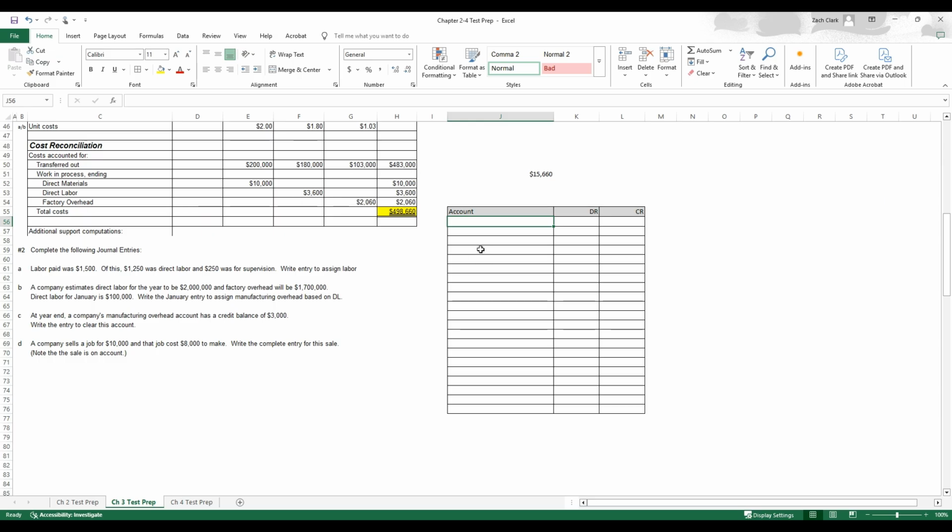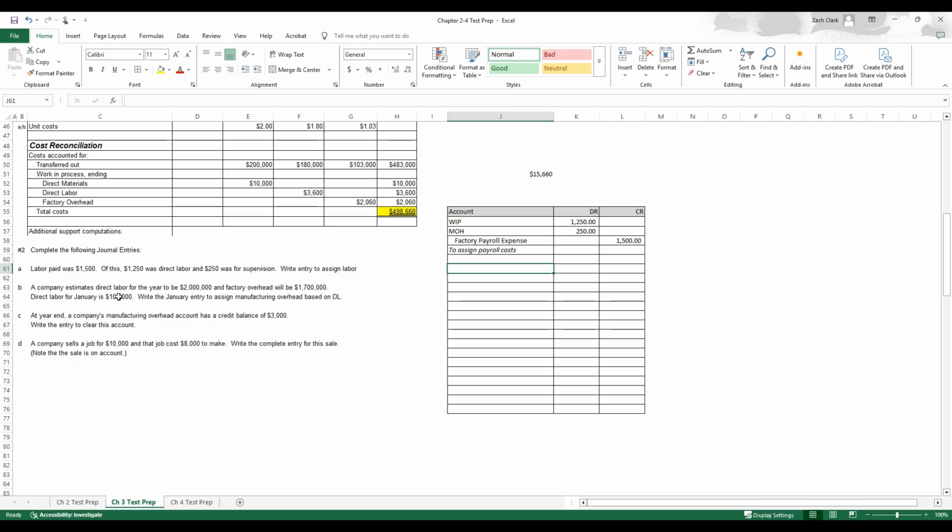Okay, so we've got labor paid. And so we can see $1,250 direct, $250 for supervision. So remember, the direct goes to WIP, supervision's overhead, and then factory payroll expense is going to be our credit. And that total is $1,500. Then we're debiting $1,250 to WIP and $250 to overhead. And we will say to assign payroll costs. Okay, so that was A.